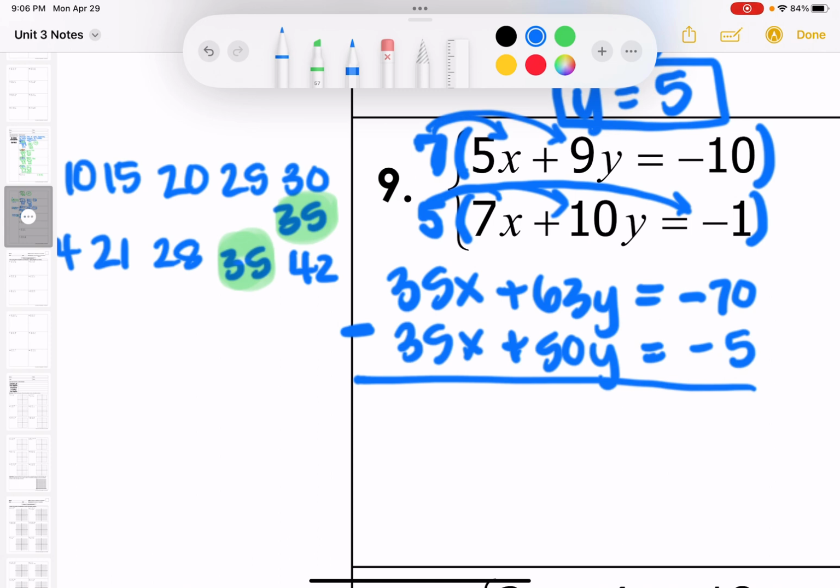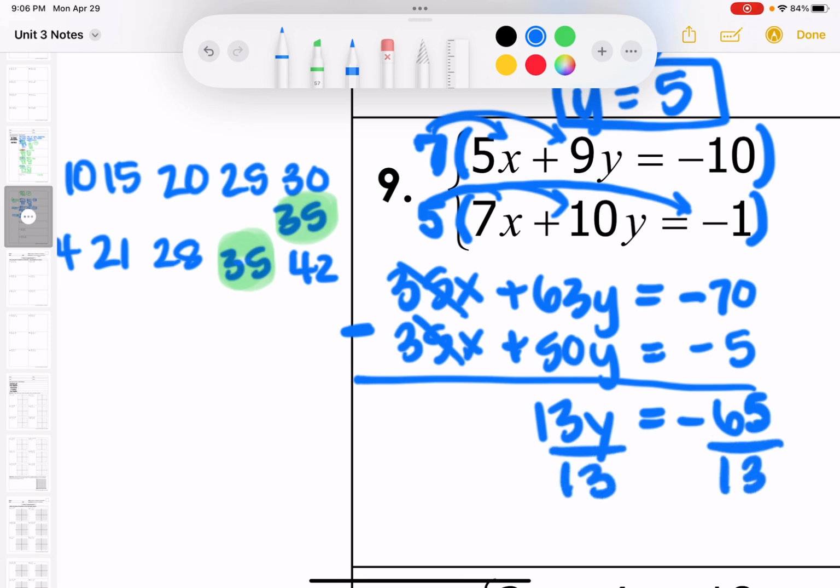So 35x minus 35x is 0. 63y minus 50y is 13y. And then negative 70 minus negative 5 is negative 65. So I'm going to divide both sides by 13. So y is going to be negative 5.